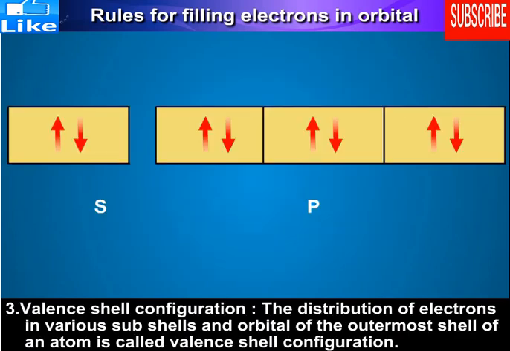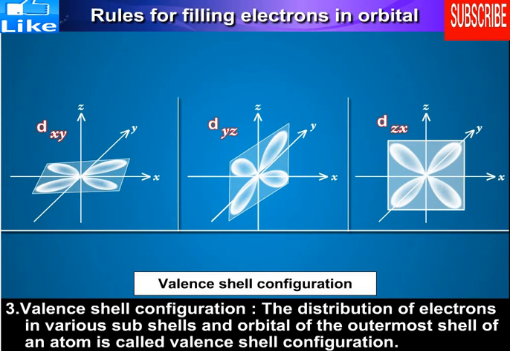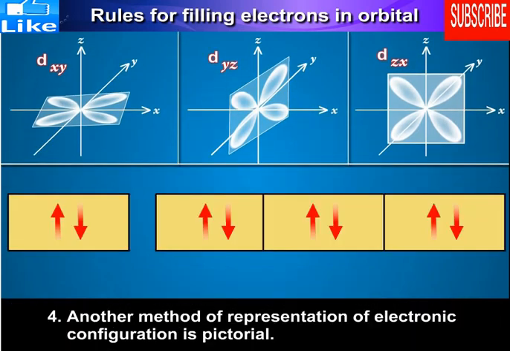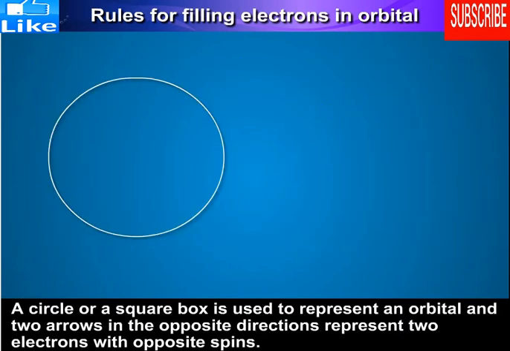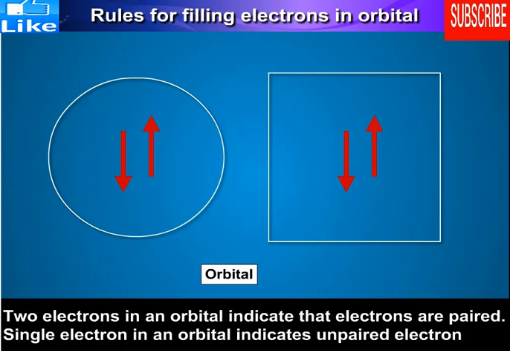3. Valence shell configuration. The distribution of electrons in various subshells and orbitals of the outermost shell of an atom is called valence shell configuration. 4. Another method of representation of electronic configuration is pictorial. A circle or a square box is used to represent an orbital, and two arrows in opposite directions represent two electrons with opposite spins. Two electrons in an orbital indicate that electrons are paired. A single electron in an orbital indicates an unpaired electron.